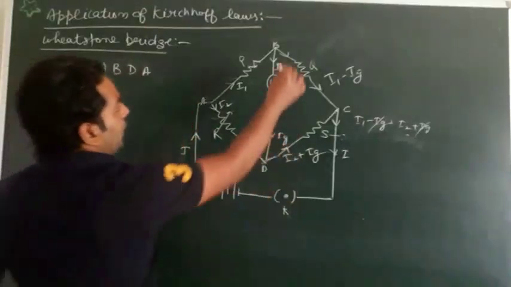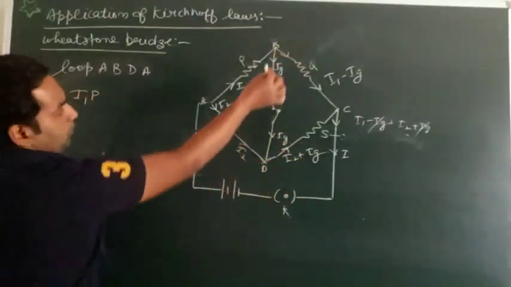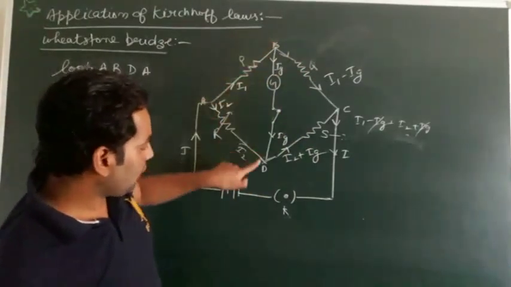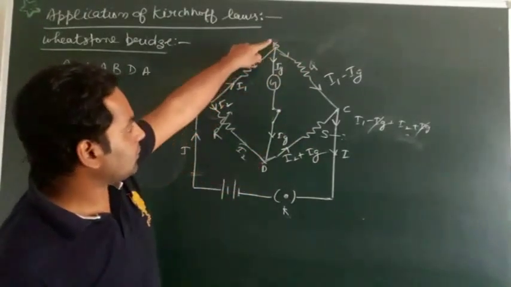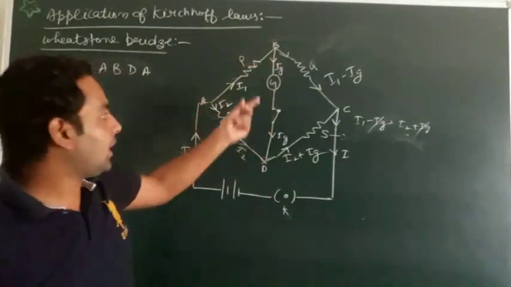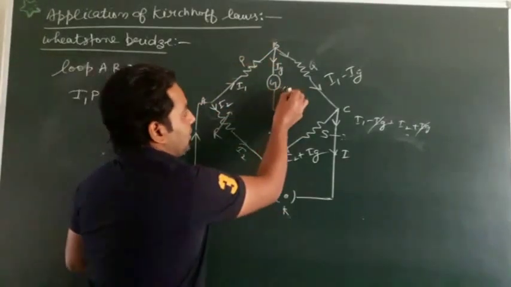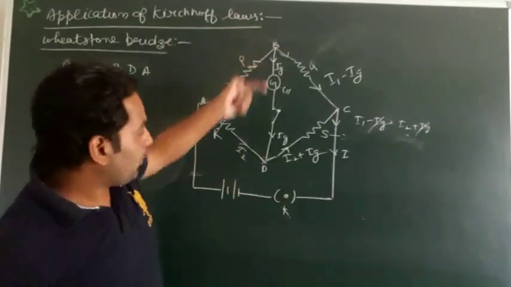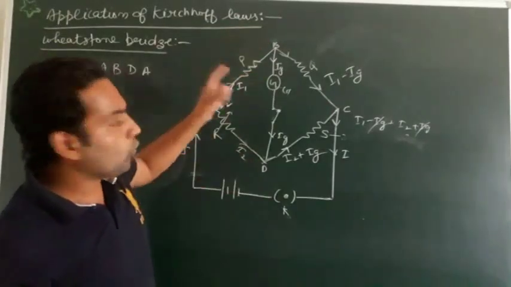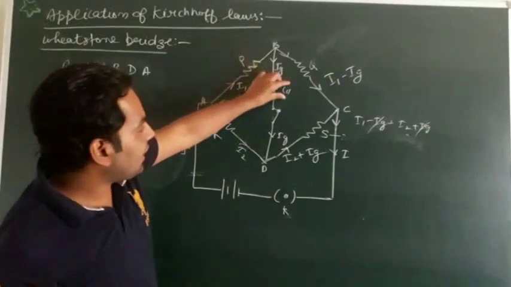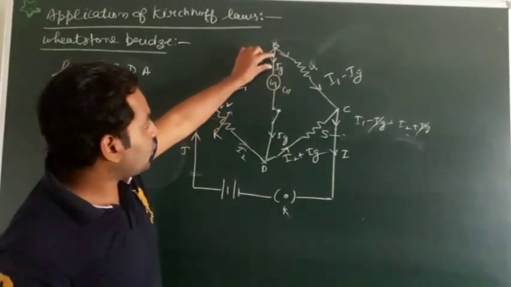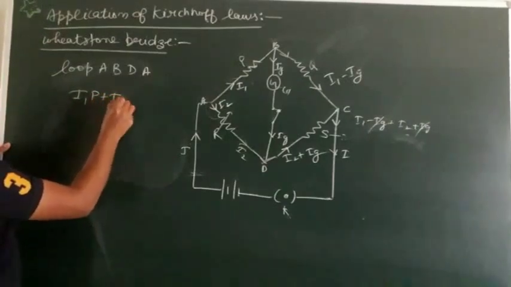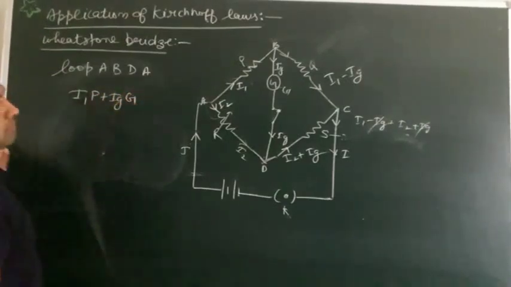So now we move from B to D. In B to D, the current is also moving from B to D. We say that the galvanometer has resistance G. So again the current moves from B to D, and the loop is also moving B to D. So Ig is the current and G is the resistance of the galvanometer. So the product of current and resistance is taken as positive. So here comes out plus Ig into capital G.